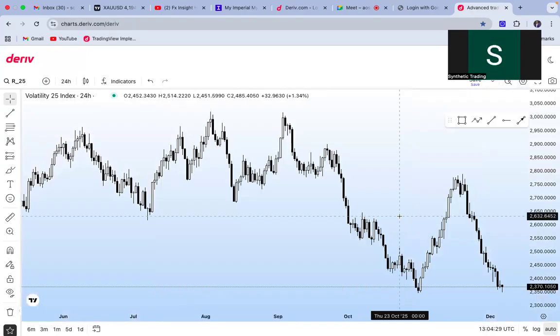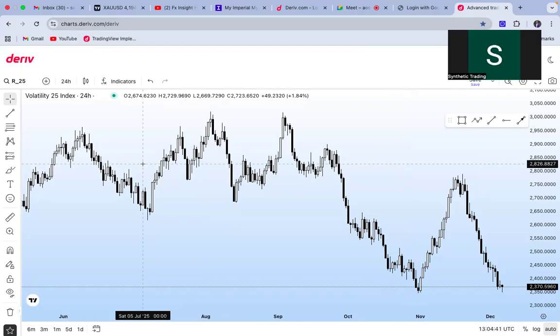All right. So this is the synthetic indices. You can use this if you want to access the chart. You go to charts.deriv.com. Okay.